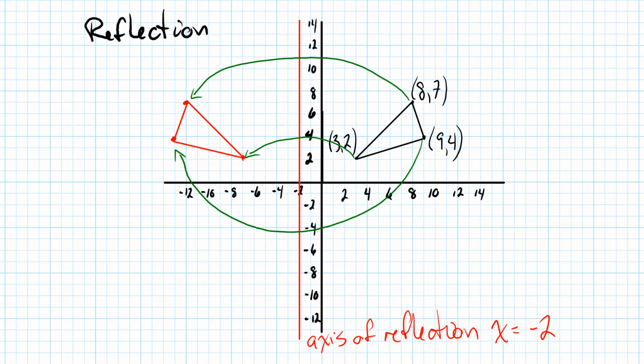In theory, you can reflect around any straight line. Obviously, we've done easier ones because they're either horizontal, vertical, or on the 45-degree diagonal. But in theory, you can do them on any equation, on any straight line.